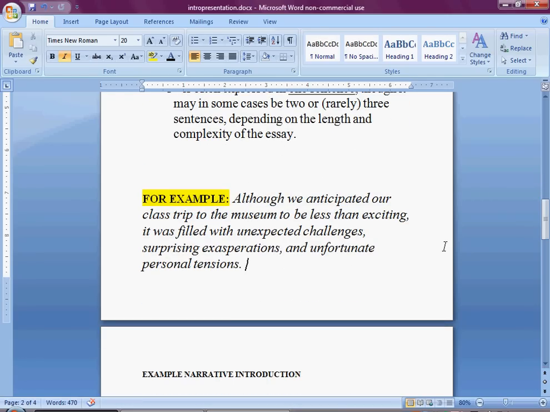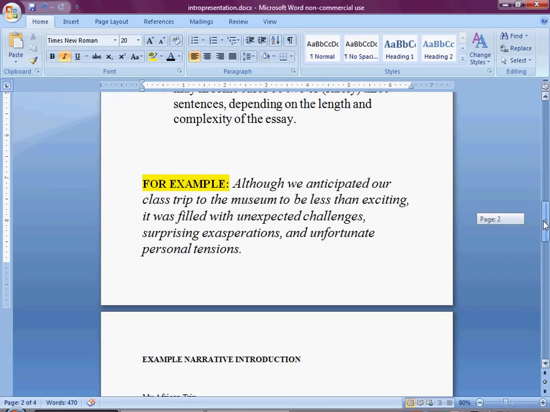So for example, we have an example here of a thesis statement. Although we anticipated our class trip to the museum to be less than exciting, it was filled with unexpected challenges, surprising exasperations, and unfortunate personal tensions. So again, giving the reader a preview of what is to come in this essay: a class trip, unexpected challenges, unfortunate personal tensions, surprises. It kind of leaves you hanging a little bit, makes you interested in, like, ooh, what is coming next? So that's an example of a thesis statement.